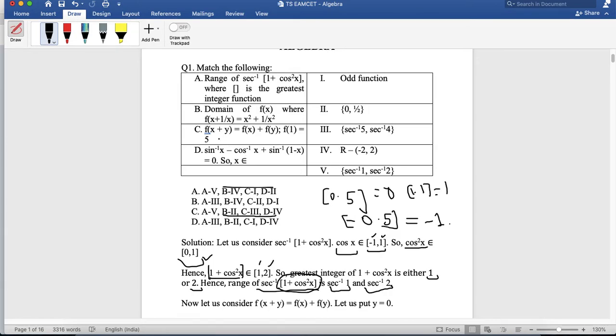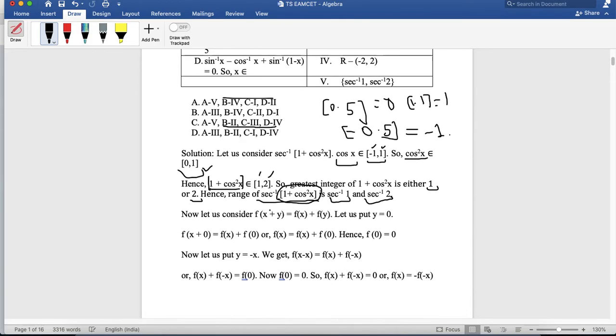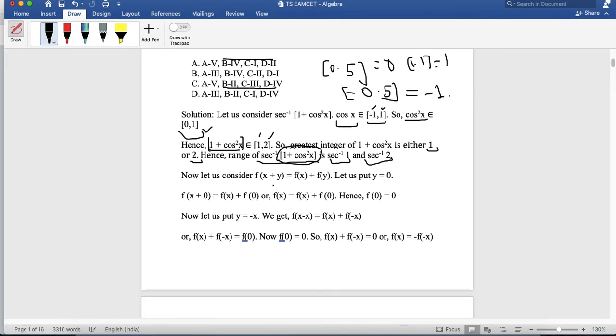I have been given f of x plus y is equal to f x plus f y. It's a very common problem, and that's why I've chosen this. I already know the answer, but let me tell you how to solve this. f of x plus y is f x plus f y. Put y equal to 0. You will get f of x plus 0 is equal to f x plus f of 0. Now x plus 0 is again x, so f of x equals f of x plus f of 0.